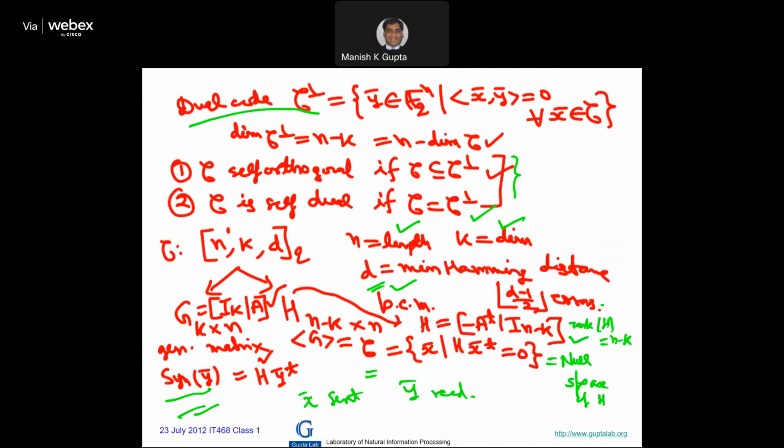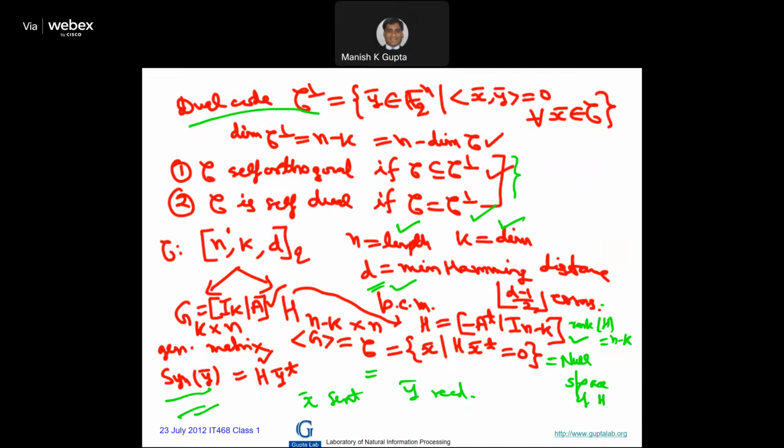Another important thing, we can describe the dual code. I think you must have heard about the dual vector space also, right? Remember, linear algebra, it must have been clear. Dual space is what? If V is a vector space, the dual of V is all those vectors which are orthogonal to the vectors of V. So if C is our k-dimensional subspace, we look at C perp: all those vectors y in F_q^n such that the inner product of x and y is equal to 0 for every x in C.